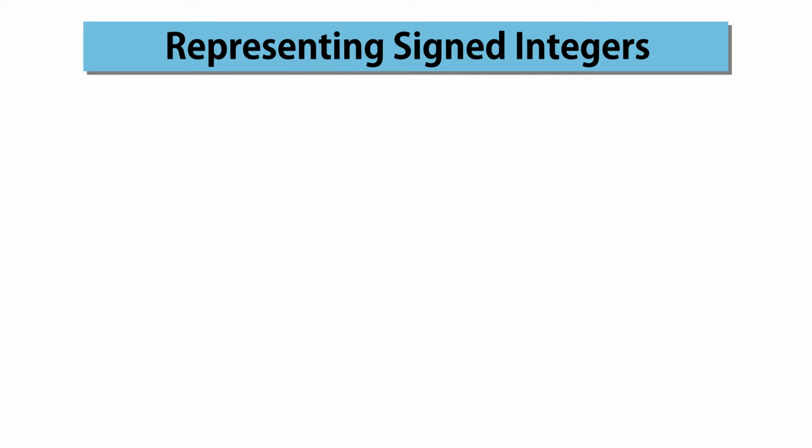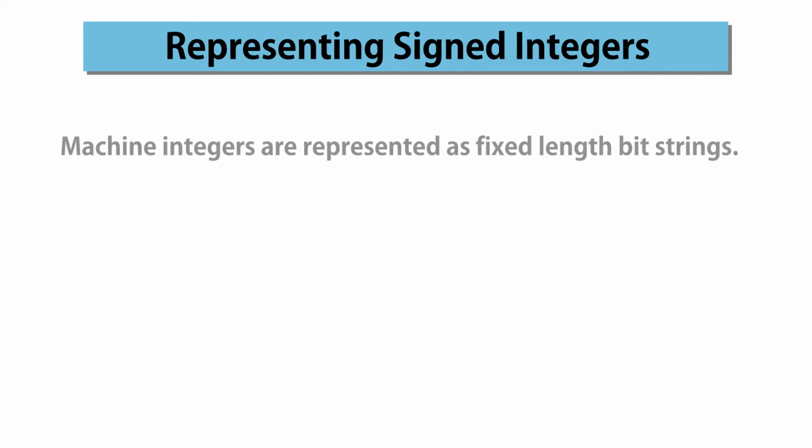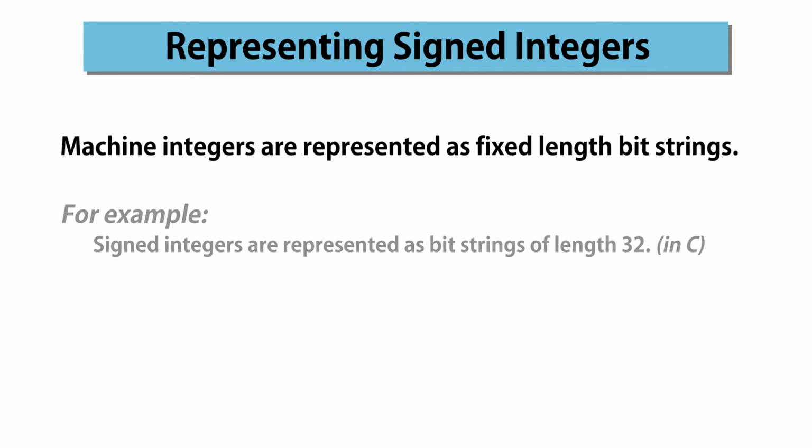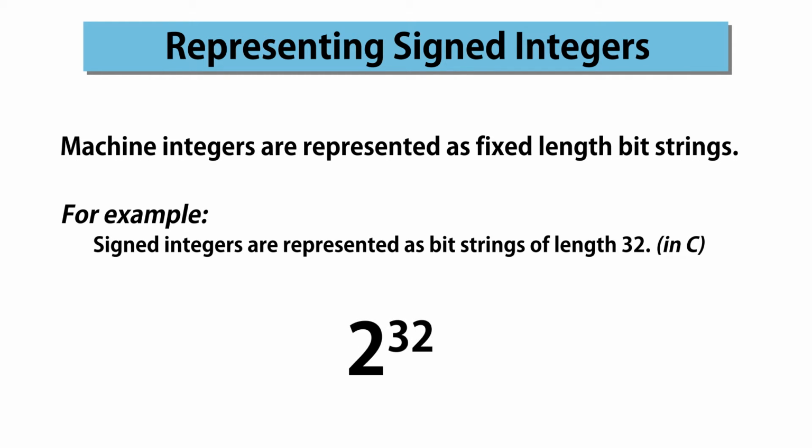In this video, we're going to introduce the representation of signed integers as bit strings, and we'll also discuss addition within this number system. Recall that machine integers are represented as fixed-length bit strings. For example, in C, signed ints are represented as bit strings of length 32, which means that there are 2 to the 32 distinct signed ints.